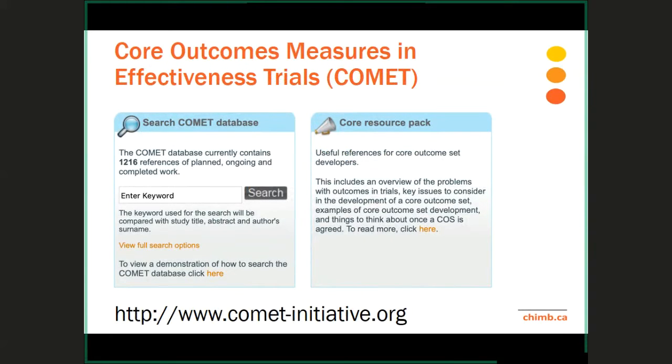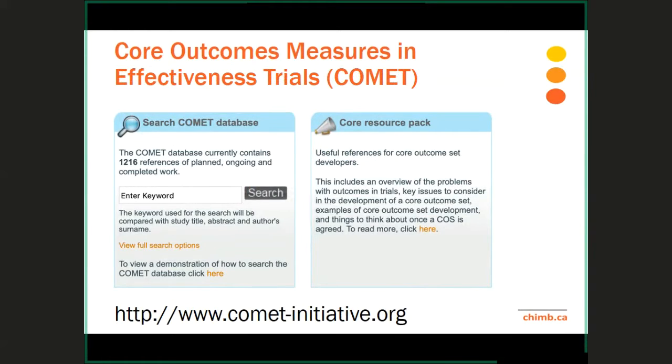There's a fabulous resource. There are over 1,216 ongoing or previously completed core outcome sets. There's a lot of them. If you are working in an area, there is probably one somehow related. It might be in an older population or a slightly different disease severity. But in general, they're great resources.